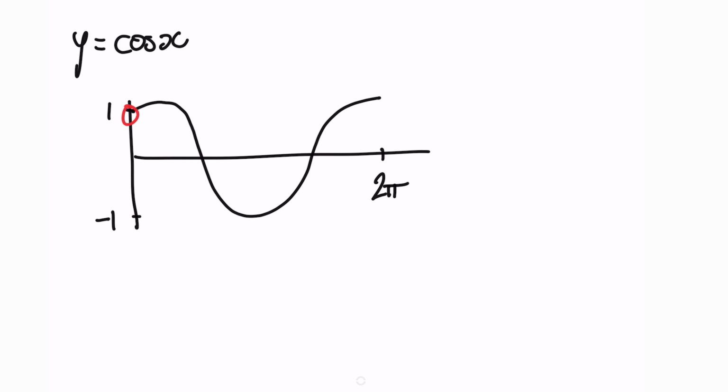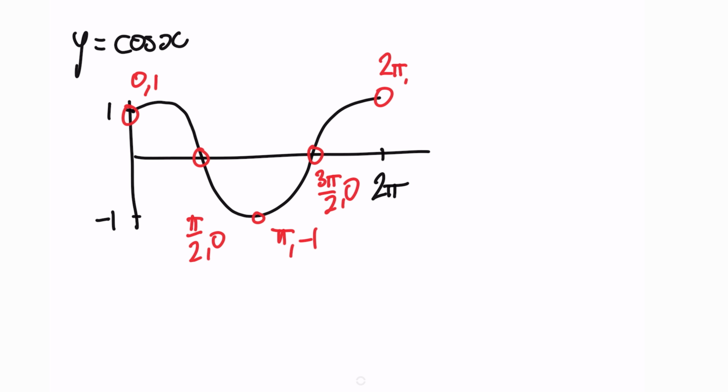Our points of interest, we have a maximum at 0, 1, an intercept at pi on 2, 0, a minimum at pi, negative 1, an intercept at 3 pi on 2, 0, and a maximum at 2 pi, 1. What you'll notice is that everything occurs at intervals of pi on 2.